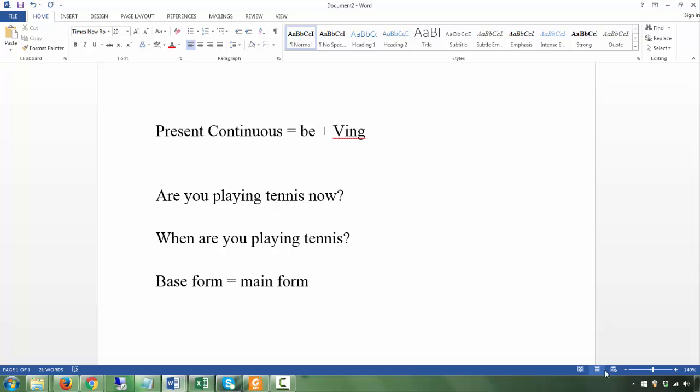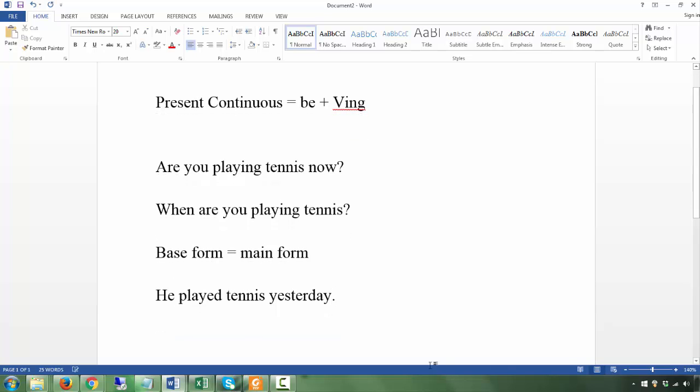When you go to the dictionary and want to find a word, for example, if the sentence is he played tennis yesterday, this is in the past simple tense, and you want to find the verb played. Are you going to the dictionary and find played? No, you will find the word play. The main form, the base form. The base form does not have es, does not have the s version, does not have the past ed, does not have the ing. It's just the base form, the main form.